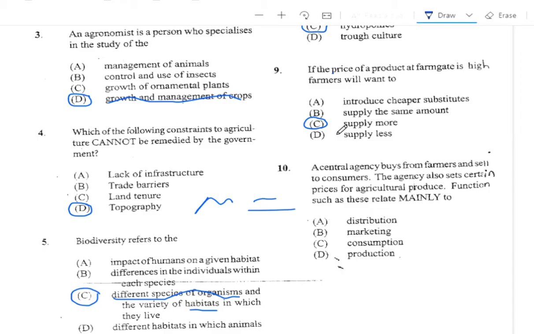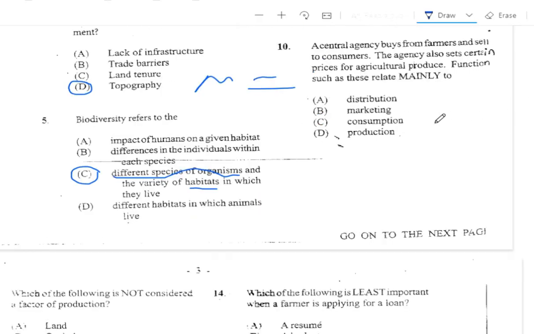You can also refer back to my lectures. I did a couple of lectures on demand and supply, diminishing return, and a few other business topics, factors of production, etc. Question number 10. A central agency buys from farmers and sells to consumers. The agency also sets certain prices for agricultural produce. Functions such as these relate mainly to, the best answer is marketing.